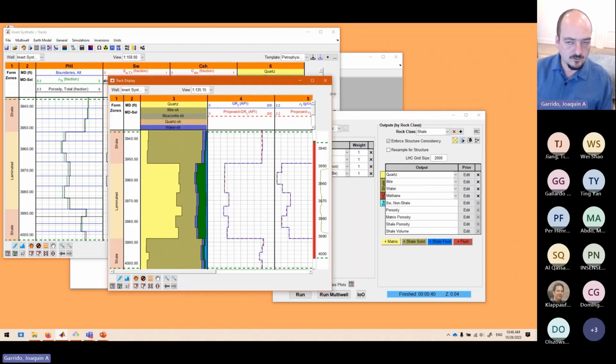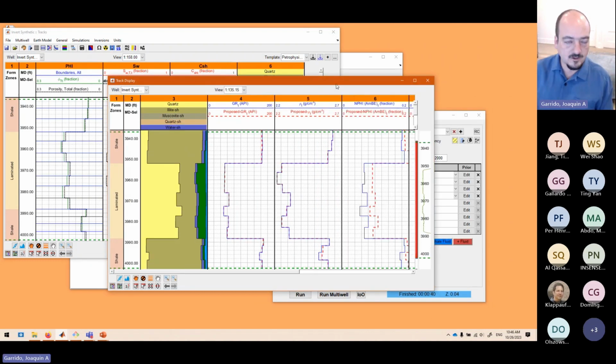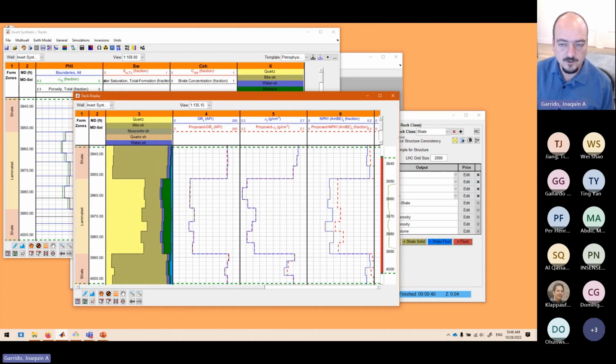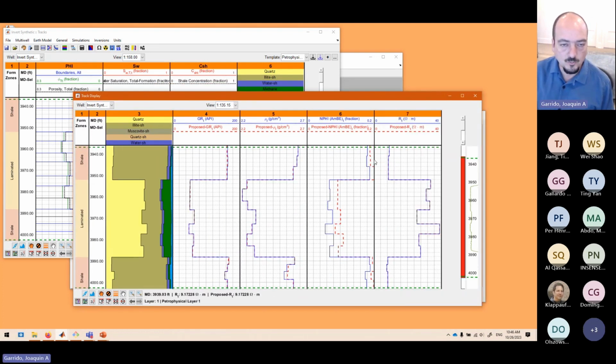When we run the compositional joint inversion, in most cases we're not going to have this. This only happens when you have a synthetic case. So how do you know that you're doing a good job? Well, you go here and it's going to open this.